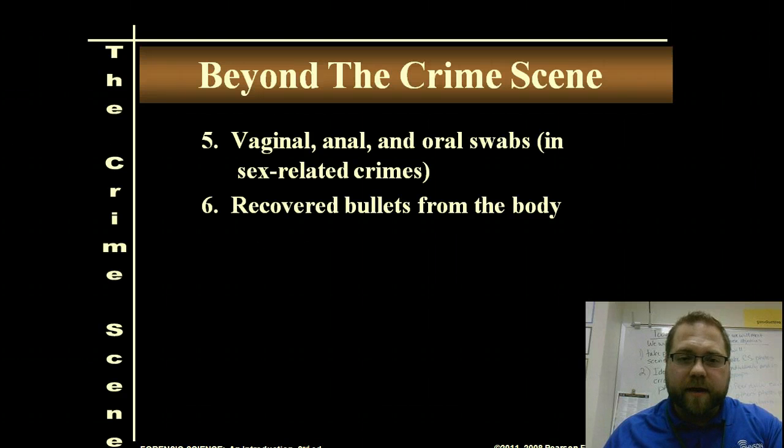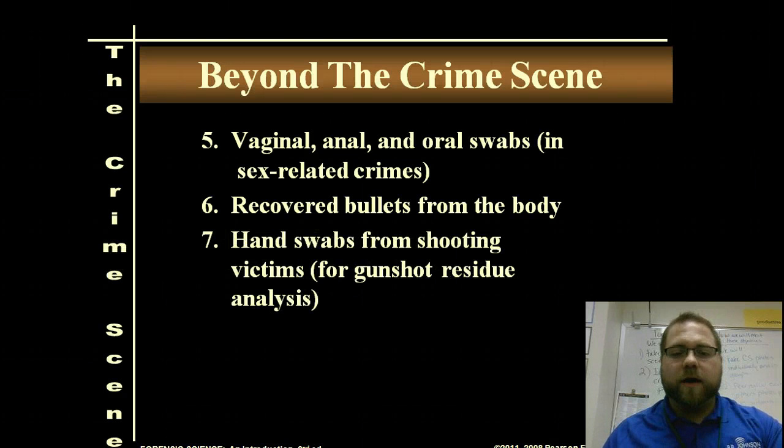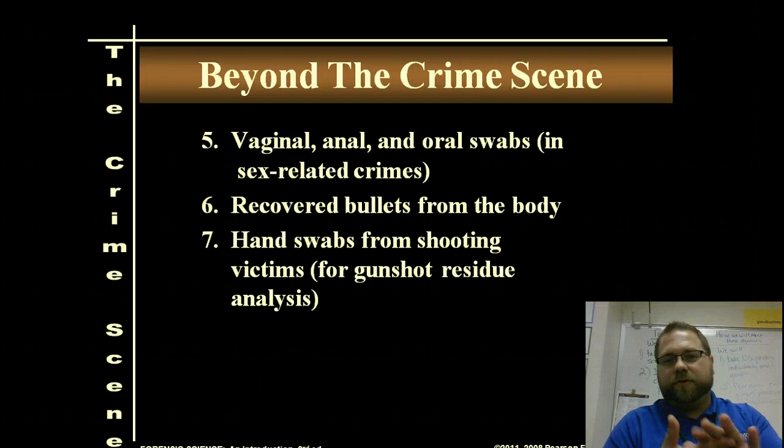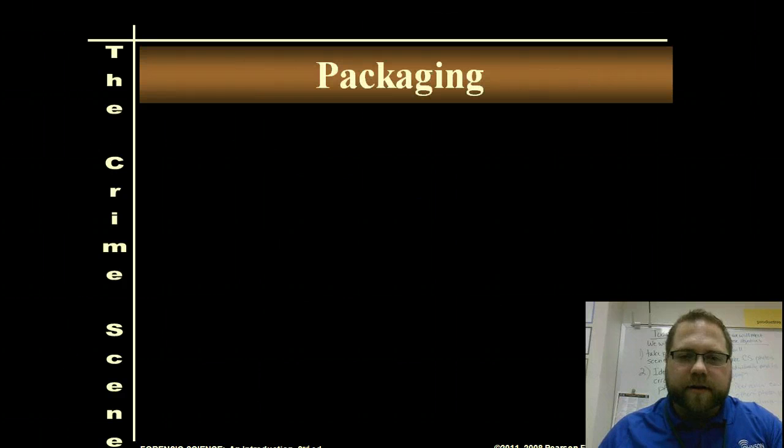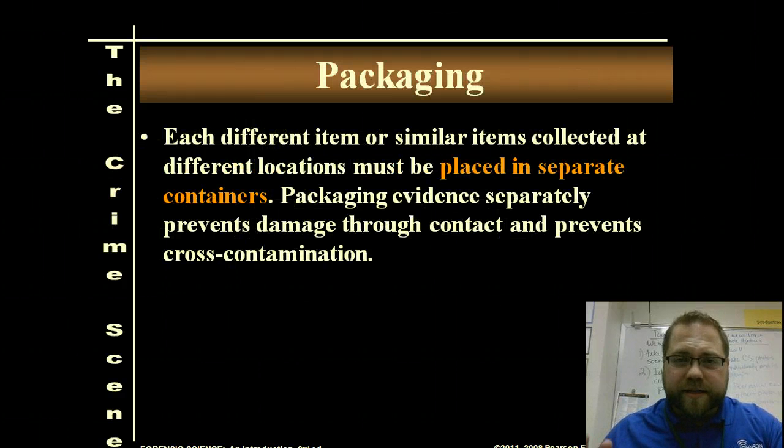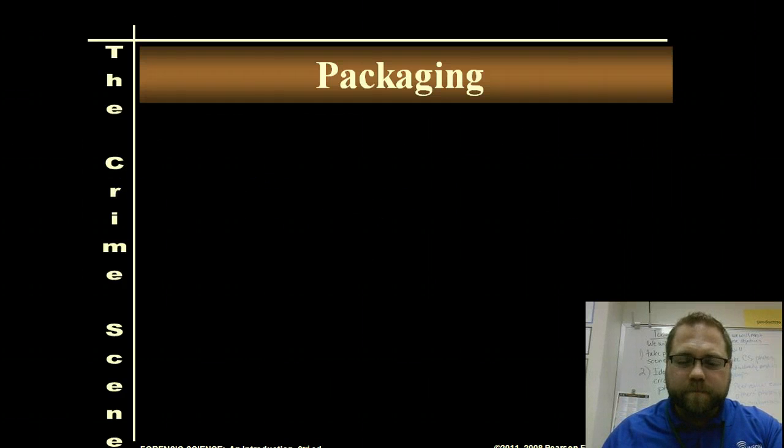Recovered bullets from the body, and hand swabs from shooting victims because, as we will learn, whenever you shoot a gun, there is a residue of powder that is on your hand. So, packaging. You need to know the different types of packaging for different types of evidence. So if I just gave you a particular type of evidence, you would be able to tell me how it is packaged. And so, depending on the location, it's going to be in different types of packages, and this prevents damage, cross-contamination, and things like that.